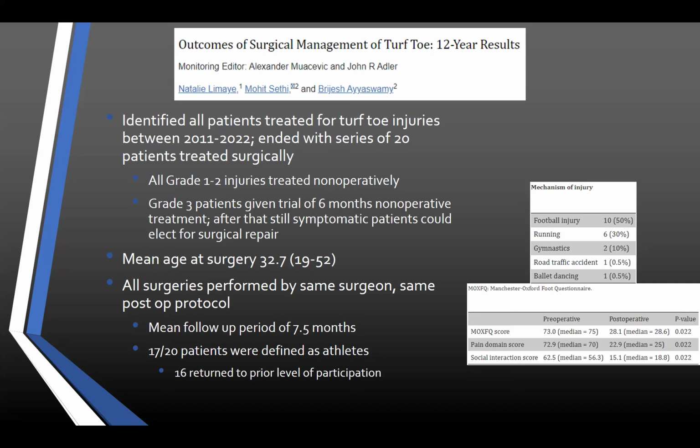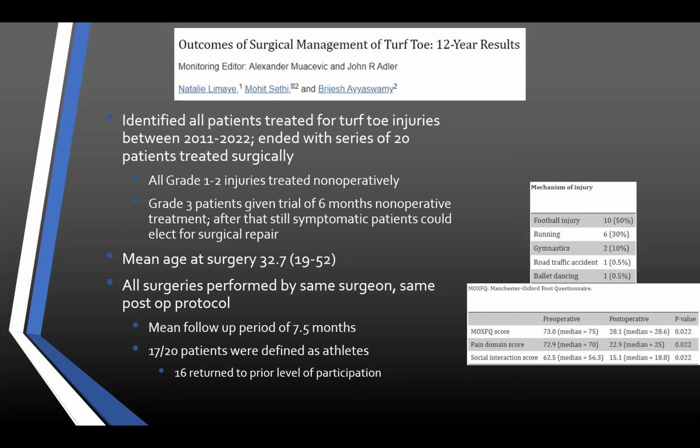While they did report that 17 out of 20 patients self-defined as athletes, none of them were mentioned to be collegiate or any kind of higher level. The surgery was performed by the same surgeon, with the same post-op protocol, and they reported their outcome scores on the MOXFQ score. Higher numbers on the score indicate more significant pain. So the preoperative and postoperative difference of lower scores postoperatively indicates that the patient had significantly less pain, and as a result, they felt they had improved outcomes.